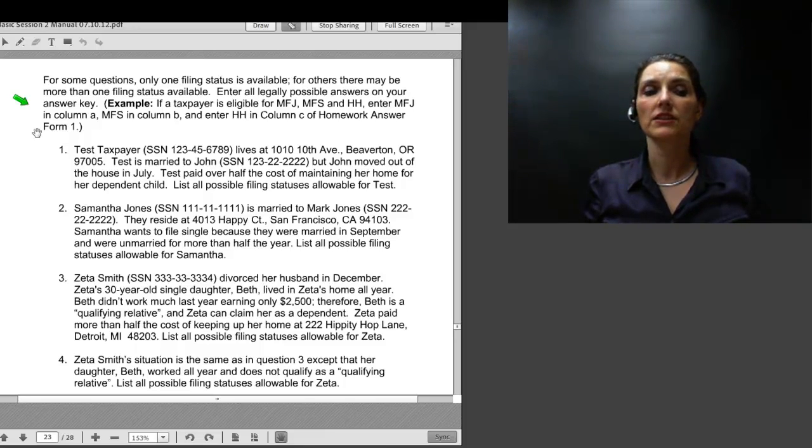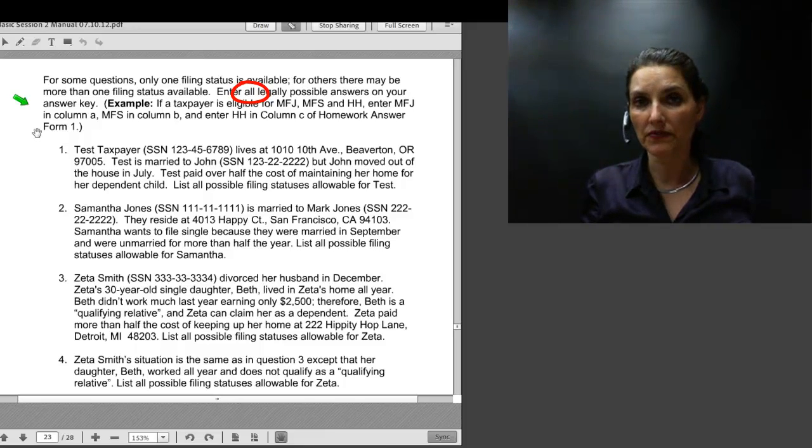For homework, the assignment's a little more challenging. For classwork, I asked you to list the most advantageous filing status, but for homework, I want you to list all possible filing statuses that a filer can qualify for. Let's take a look at what I mean.